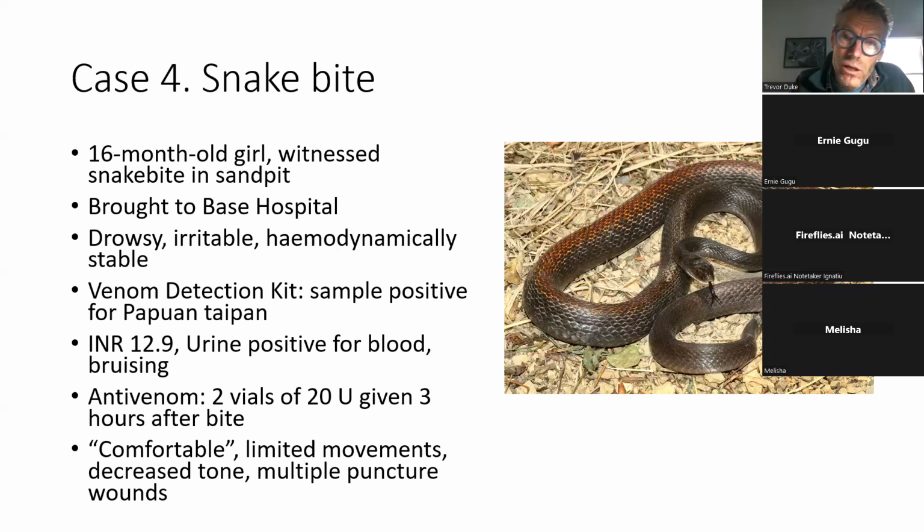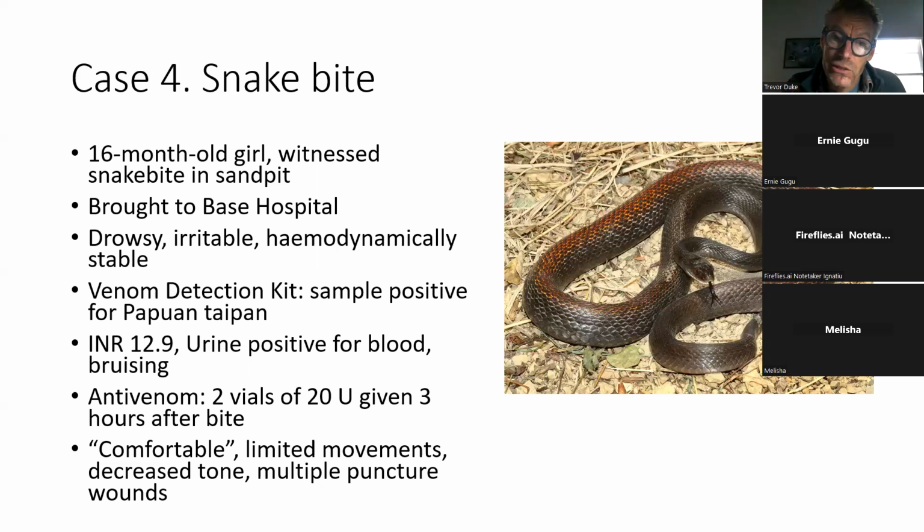They were able to do a clotting test. This is very important in children who've had a snake bite with certain snakes. You probably know that the normal INR in a patient is about 1.3 to 1.4, depending on age. But this girl's INR was 12.9, very, very high. And her urine was already positive for blood, and she started to get bruising on her legs and arms, not just where the snake bite was, but in other places as well.